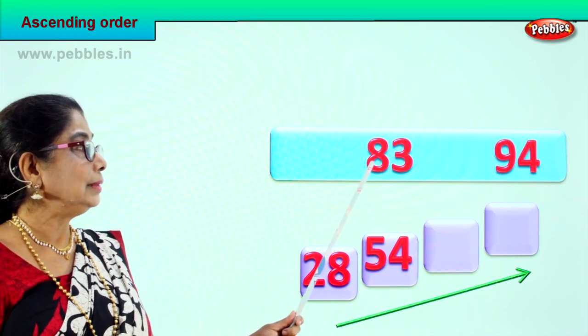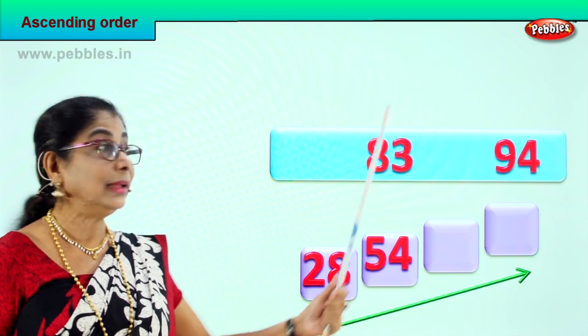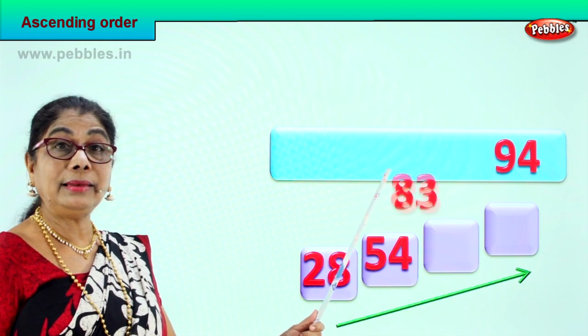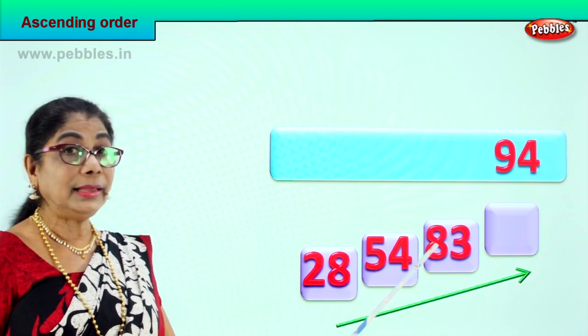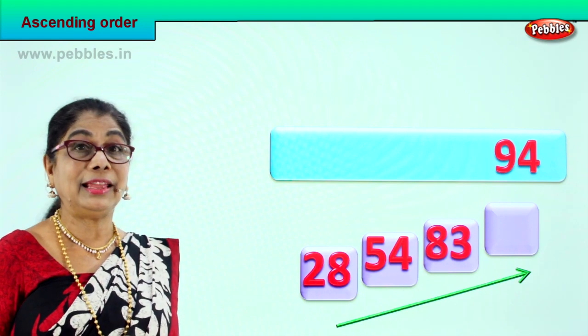Next one. Is it 8 tens or 9 tens? Which is bigger? Certainly 9. So 8 is the next one. 8 tens, we bring it down here. 8 tens, 3 ones. So 28, 54, 83.